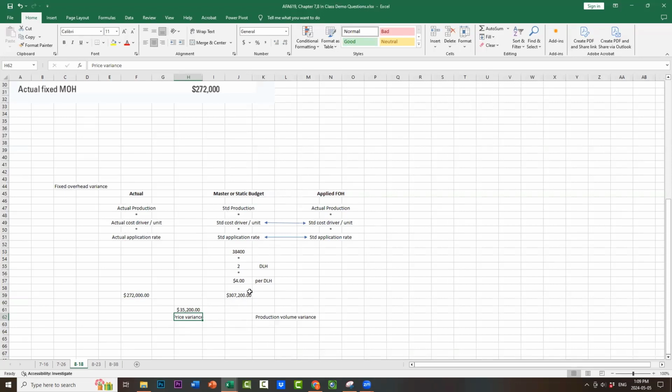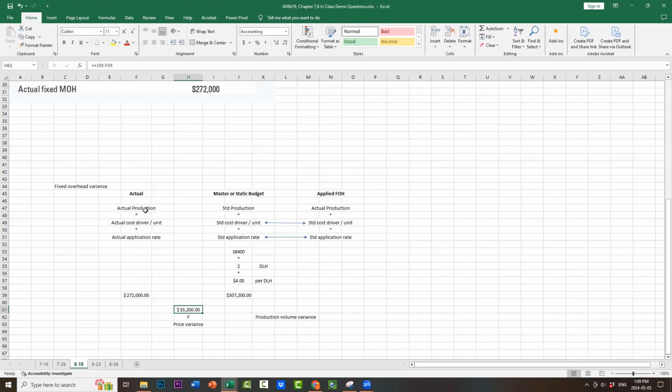Well, I thought I was going to spend this. I actually spent this. So I know that this is favorable, significantly favorable, right? Keep in mind, this is a price variance, a fixed manufacturing overhead price variance. And if we spent less, it's a good thing.